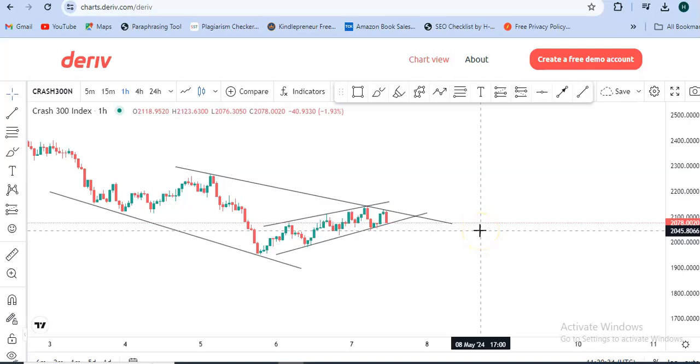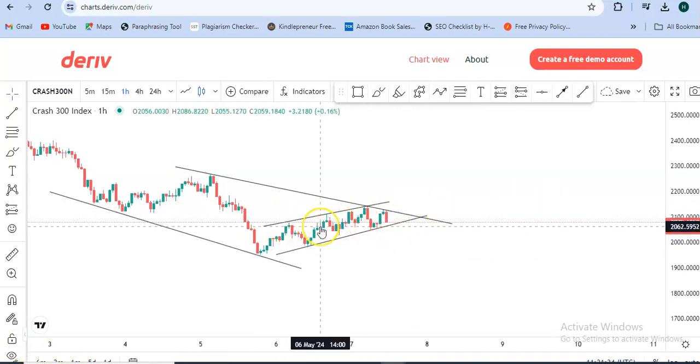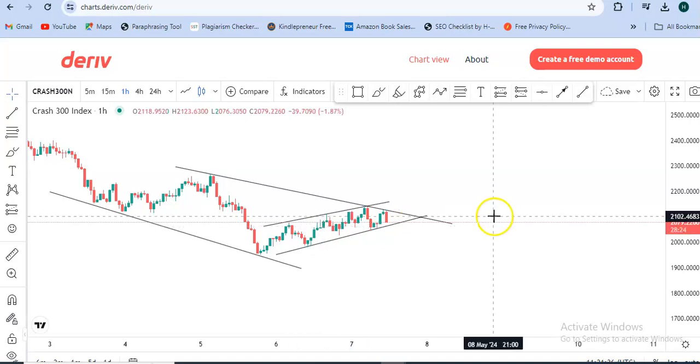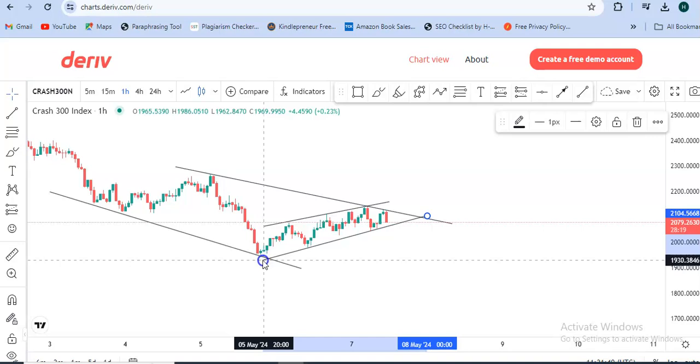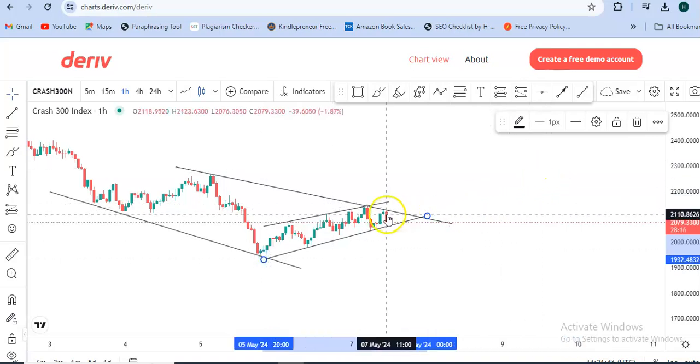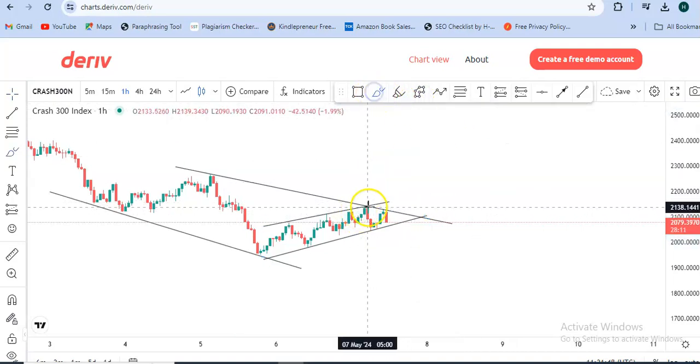Right, so on the 1-hourly time frame, you can see the structure here more clearly. Alright, so now we expect the market to break out. Though when I took that trade, the market was somewhere around here. The market was somewhere around this particular point here.